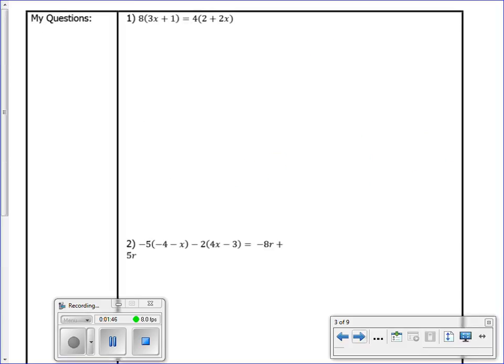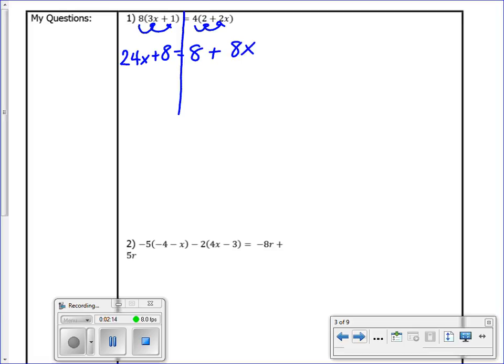So for number 1, we have the quantity 8 times the quantity 3x plus 2 equals 4 times the quantity 2 plus 2x. So we follow those steps to solve an equation. We don't have fractions, so we can go to the distributive property. So you distribute the 8 and the 4. We get 24x plus 8 equals 8 plus 8x.